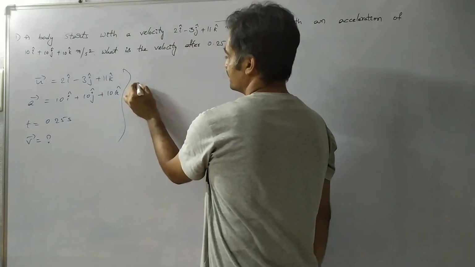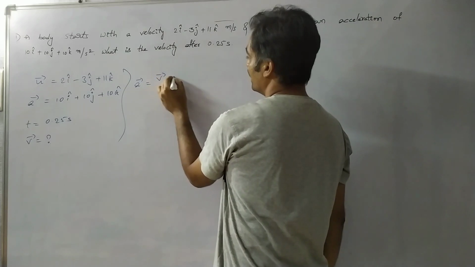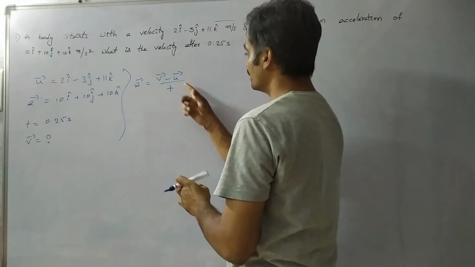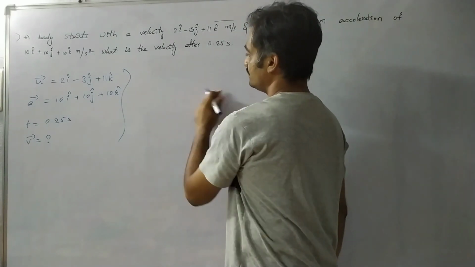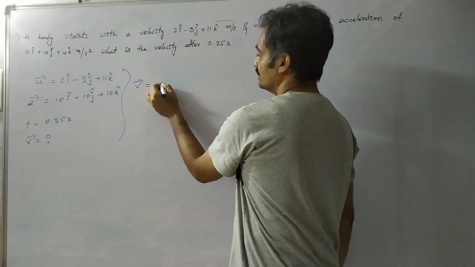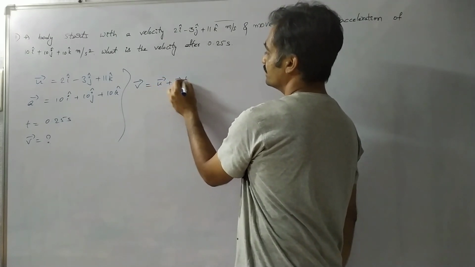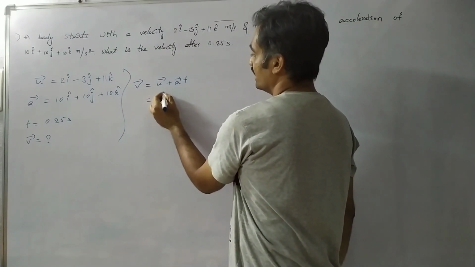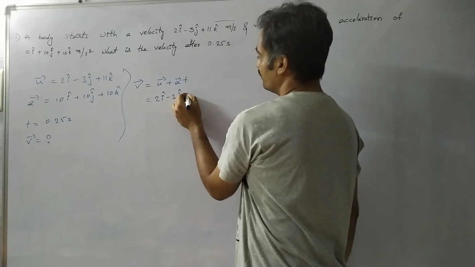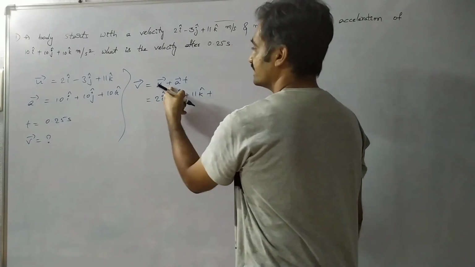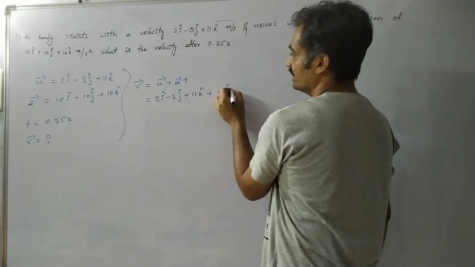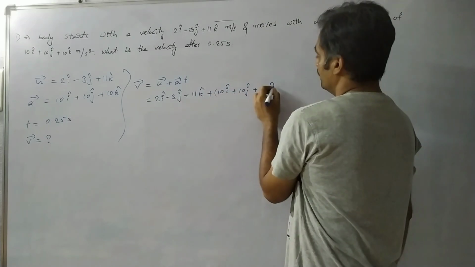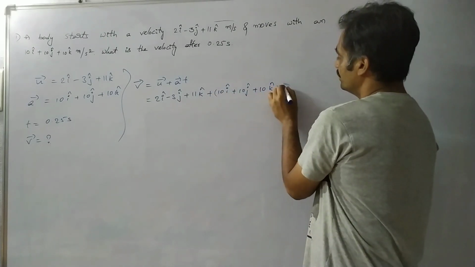So we know that acceleration a bar equals v bar minus u bar by t. Or we can also directly consider v bar equals u bar plus a bar into t. Now we have to represent the final velocity, where initial velocity is 2 i cap minus 3 j cap plus 11 k cap, plus acceleration 10 i cap plus 10 j cap plus 10 k cap into time, which is 0.25.